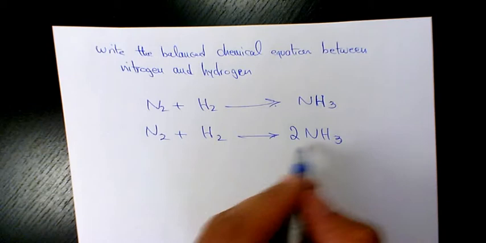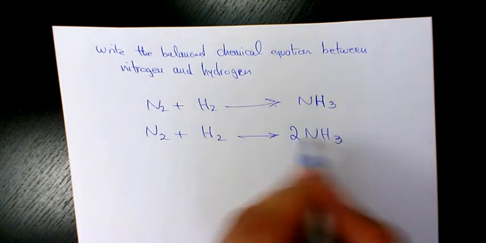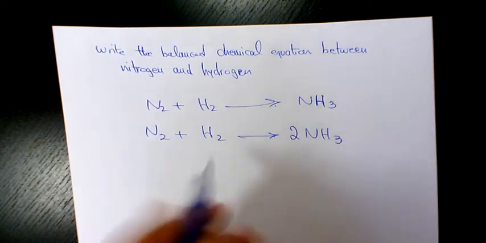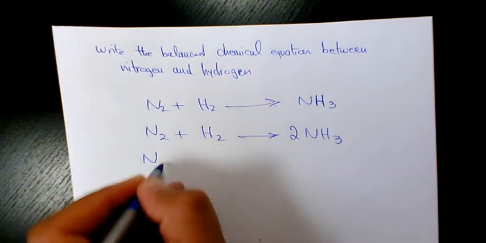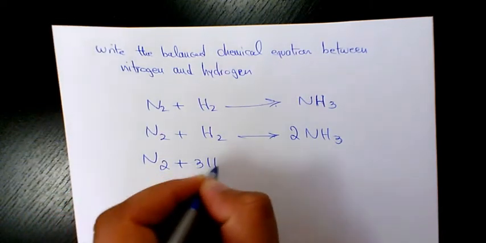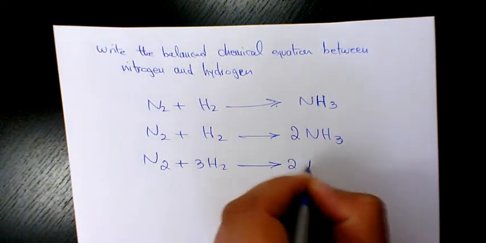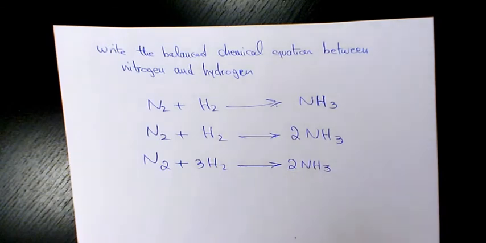Then here we have 2 times 3, 6 hydrogen. So we need to have 6 hydrogen here. So N2 plus 3 H2 is going to give us 2 NH3. Now it is balanced.